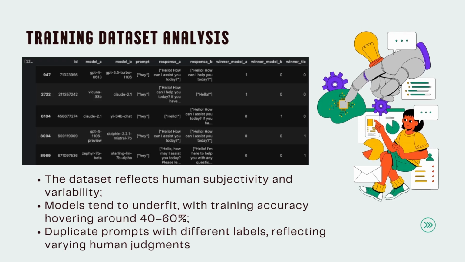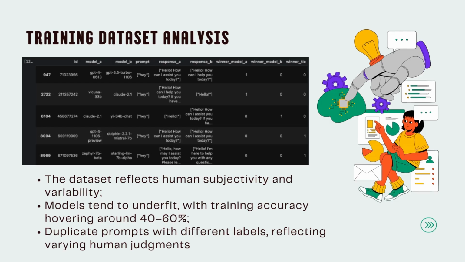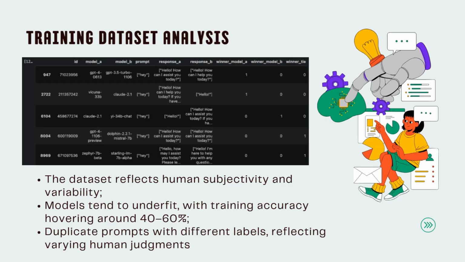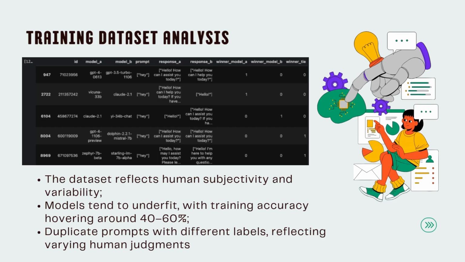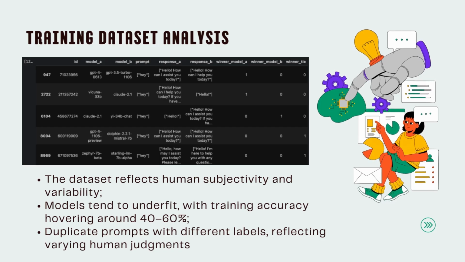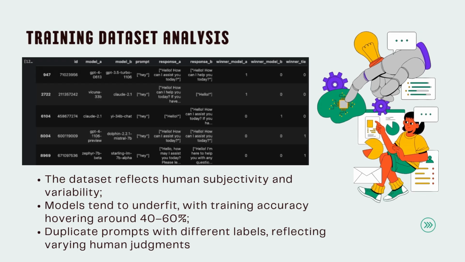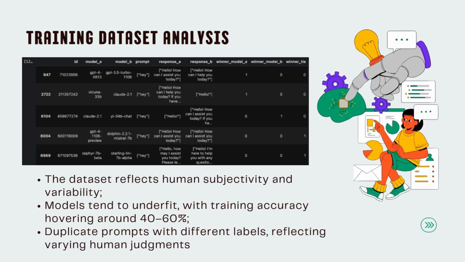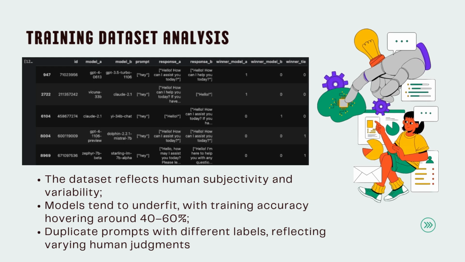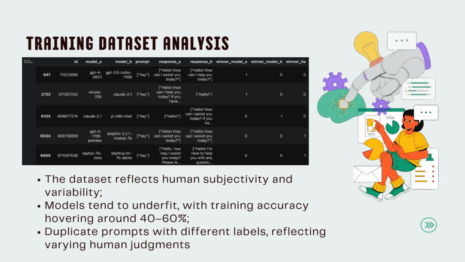As a result, the model tends to be underfit, with training accuracy hovering around 40 to 60%. Additionally, there are duplicate prompts with different labels and different IDs, reflecting differences in human judgment towards the same prompt. Removing these duplicate values would bias the model towards a single preferred response.